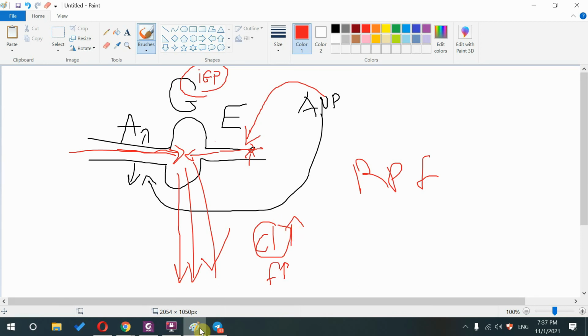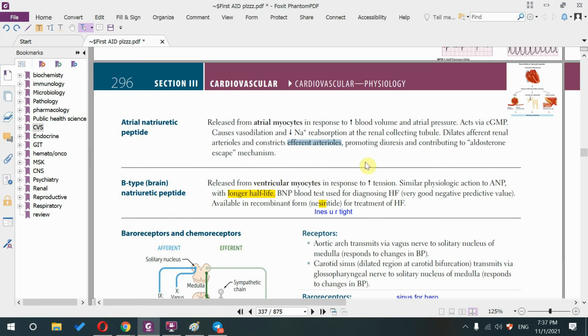Okay? So, good. Let's see what they write. It dilates the afferent arteriole and constricts the efferent arteriole. Now it makes sense, guys. That promotes diuresis and contributes to the aldosterone escape mechanism. What is the aldosterone escape mechanism? I will explain it once now. I will explain it once when we do endocrinology, and I will explain it again when we go to renal. So, if you get it from the first time, you save yourself a lot of time.